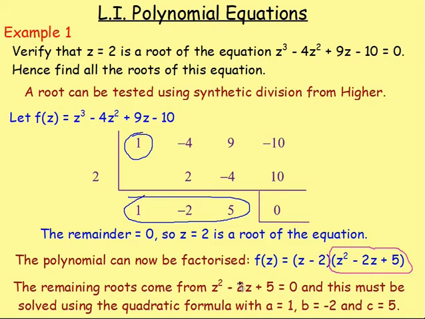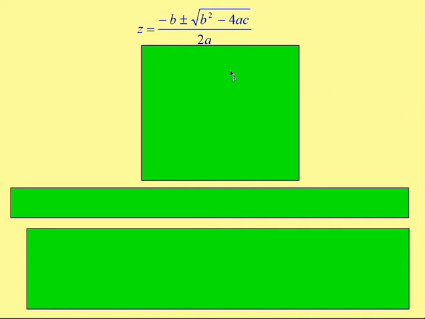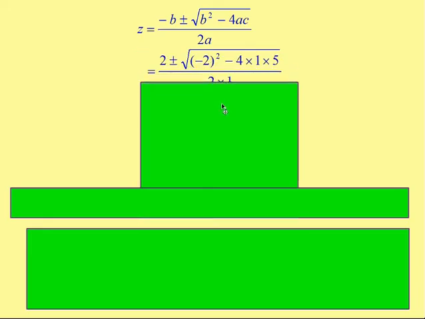So, using the quadratic formula with a equals 1, b equals -2, and c equals 5, let's go over the page and do that. Quadratic formula, we're wanting to find out what z is, so it's z equals -b plus or minus the square root of b squared minus 4ac, over 2a. Sub those values in for a, b, and c. Remember, a was 1, b was -2, and c was 5. Sub them in, and this is what you get.